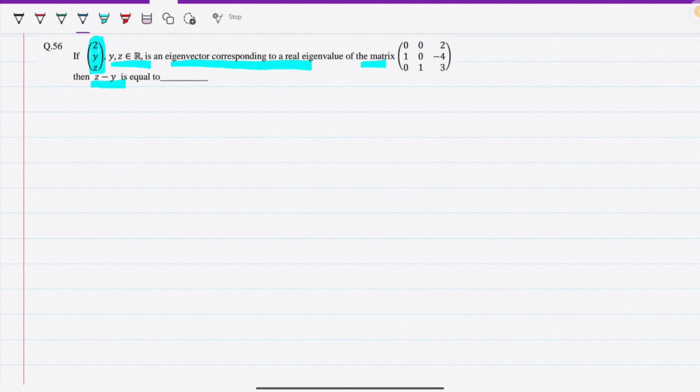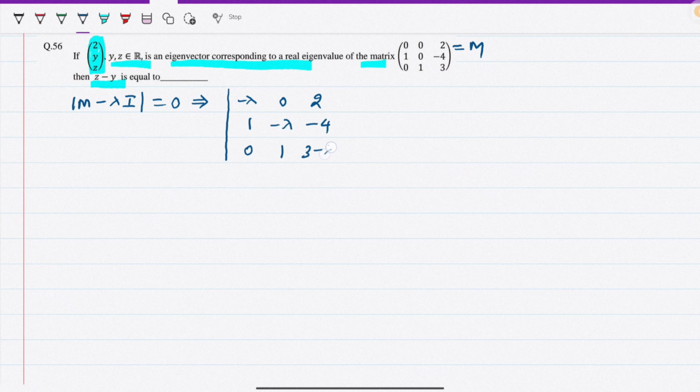So for this, what we are going to do is first find out the real eigenvalue of the given matrix. So call the matrix as M. Then we know that the eigenvalue is given by solving the characteristic equation, and that is given by determinant of M minus lambda I equals 0. So this gives us that the determinant of the matrix with rows (negative lambda, 0, 2), (1, negative lambda, negative 4), (0, 1, 3 minus lambda) must be equal to 0.